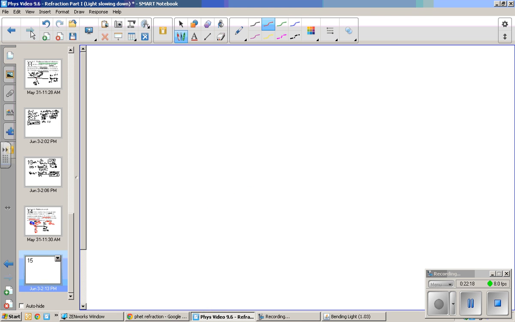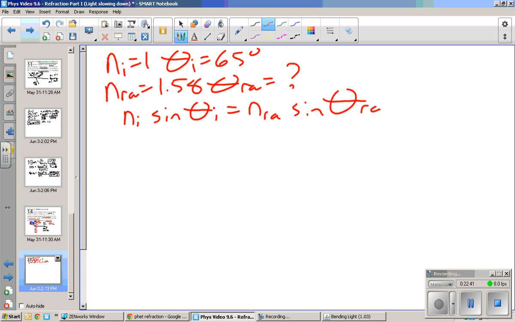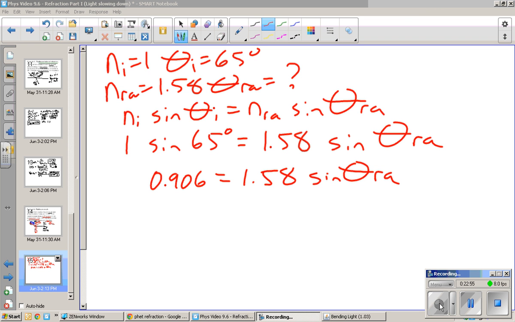So here we go. We're almost done. n_i is 1, theta I is 65 degrees, n_RA is 1.58, theta RA is question mark. That is really sloppy. All right, here we go. n_i times the sine of theta I equals n_RA times the sine of theta RA. And plug in your numbers. So you get 1 times the sine of 65 degrees equals 1.58 times the sine of theta RA. So solve it. The sine of 65 is 0.906. That's going to equal 1.58 times the sine of theta.